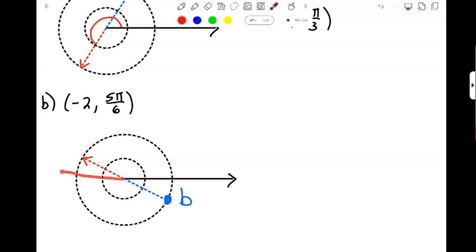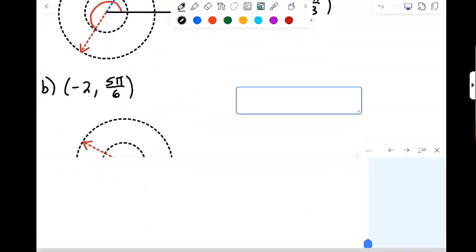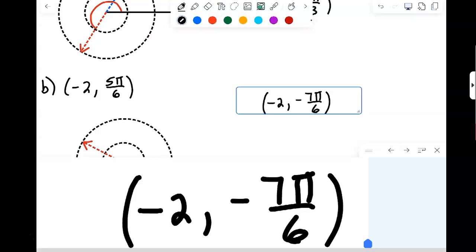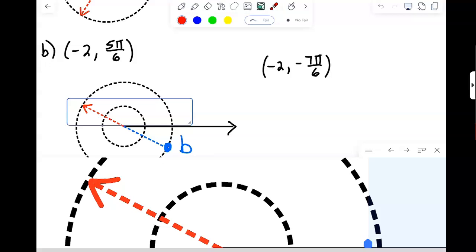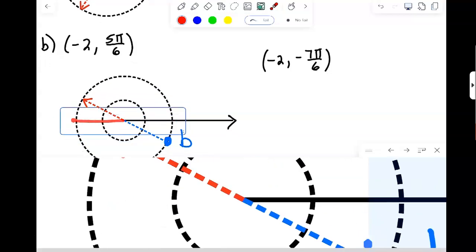Or I'm actually going to think of it this way. Since that's 5 pi over 6, I know that little angle there is pi over 6, and then I have a pi on top of that. So pi plus pi over 6. So one way that I can do that is by measuring it as negative 7 pi over 6. The idea here again is I'm just measuring off the fact that that angle is pi over 6 and then pi more. So the whole way from here to here would be 7 pi over 6, but it's clockwise, so it would be negative 7 pi over 6.